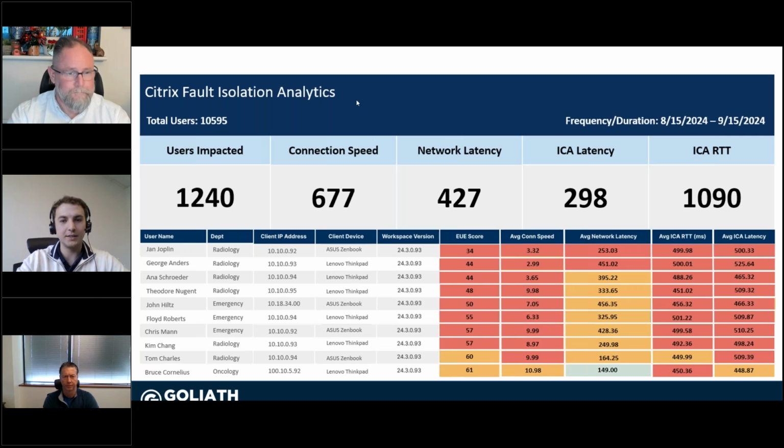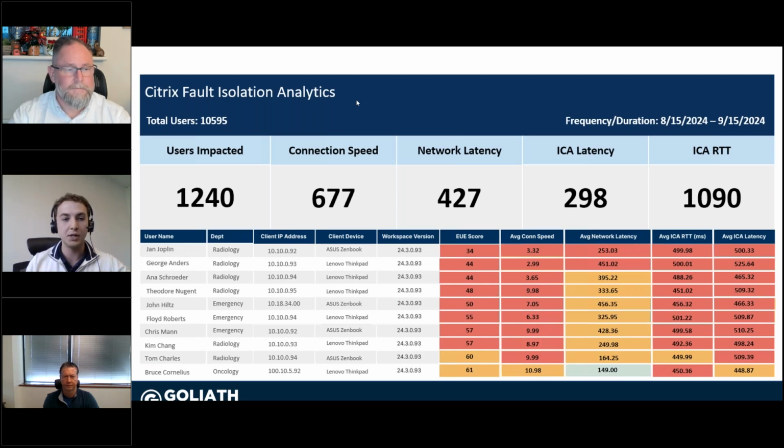Yeah, absolutely. And thanks for sharing that use case, that story. Obviously, an extremely impactful use case of some of the data that Goliath will provide. So what you all are seeing here is just one of our reports, specifically one around Citrix fault isolation. What this is doing is helping you to inject objective data into a largely subjective conversation, as you were just bringing up, John, right?